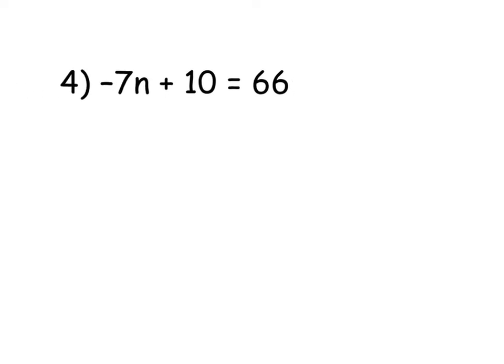Example 4, another two-step equation. So we figure out what letter we're solving for. We are solving for n. So I'm going to help me by boxing this -7n in, because my ultimate goal is to get n by itself. By boxing it, it helps me first see I've got to take care of what's outside of the box. First, undo this addition of plus 10. So we're going to subtract 10 from both sides.